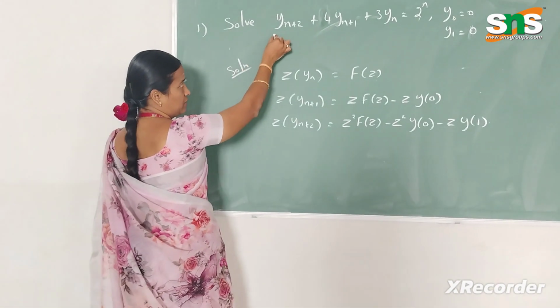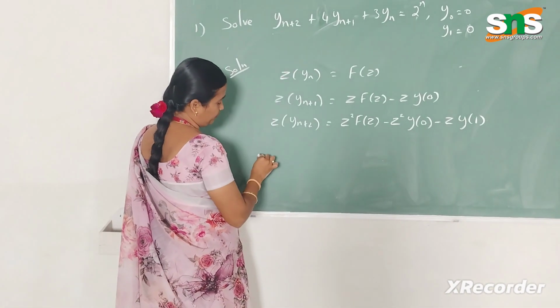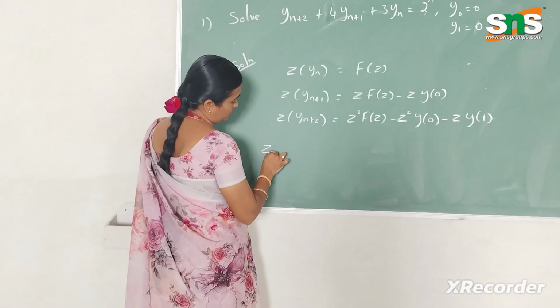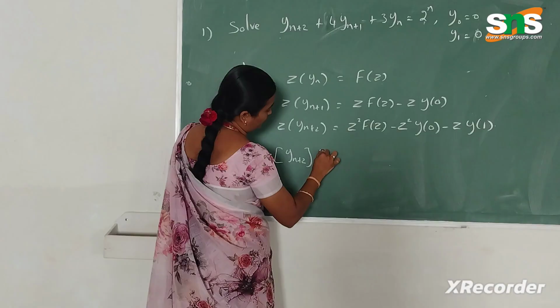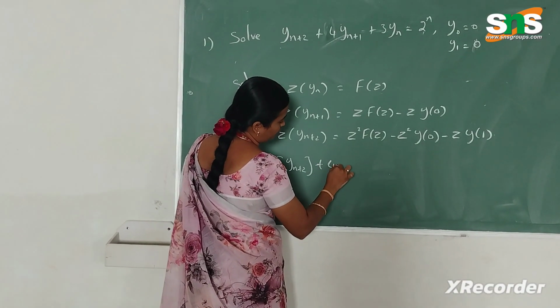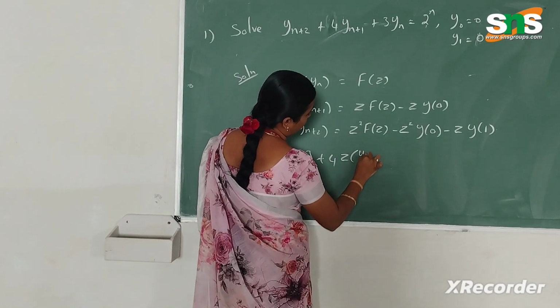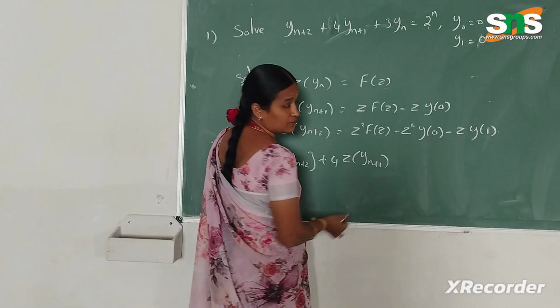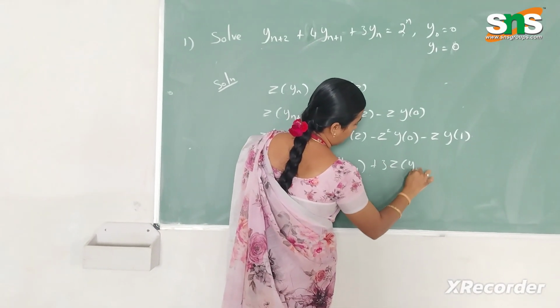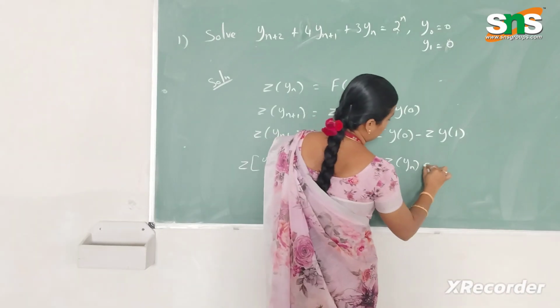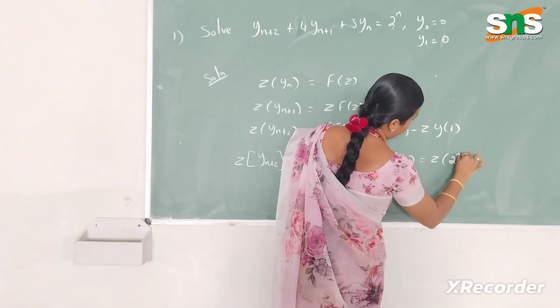First I am going to take Z transform on both sides. So taking Z on both sides, Z of y of n plus 2. 4 is a constant term, so take outside: 4 into Z of y of n plus 1. Next 3 is a constant term, so take outside: 3 into Z of y of n is equal to Z of 2 power n.